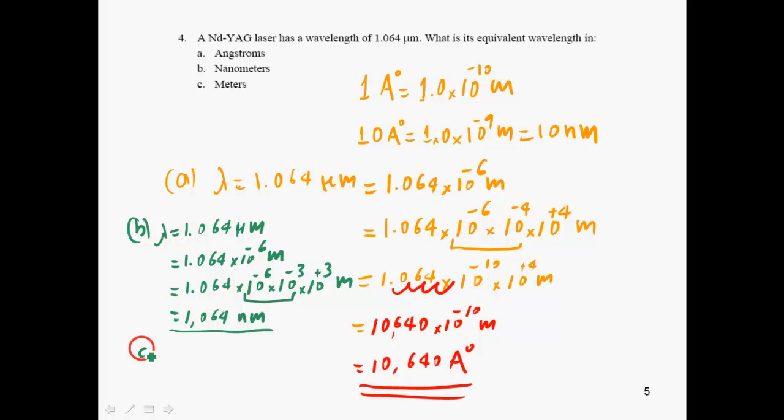And then C, to give the answer in meters. What do I need to do if I start from the previous answer here? Lambda now is 1064 times 10 to the negative 9 meters. I need to get rid of that 10 to the negative 9 and write it as meters. So what do I do now to the decimal point, which is right here?